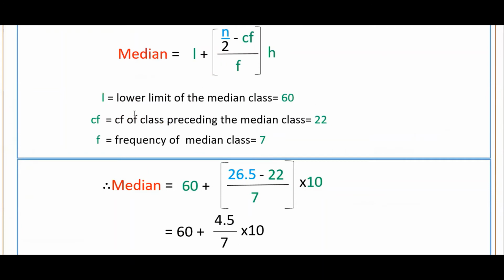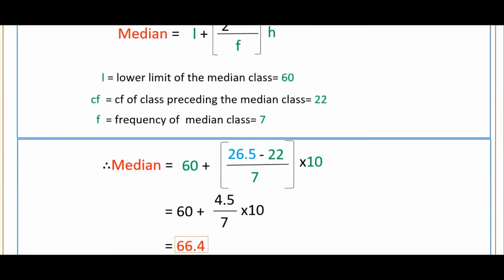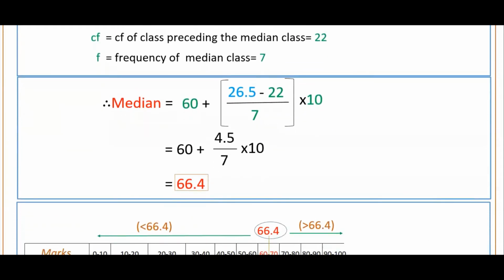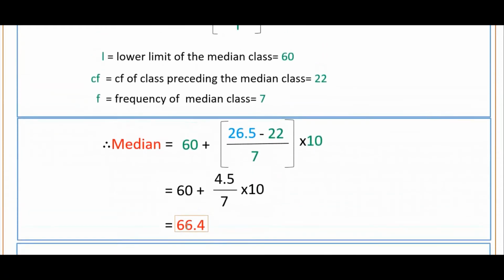So l is equal to the lower limit of the median class, that is 60 to 70 is the median class. So 60 is the lower limit plus (n/2 = 26.5), and CF is the cumulative frequency of the preceding median class, that is 22. And f is the frequency of that median class, that is 7, into h is 10, the class interval. So now substitute these values and you will get 66.4. This is the median of these marks.